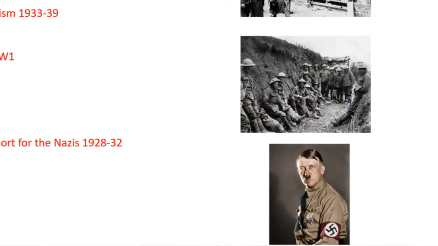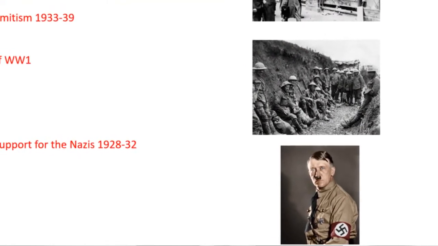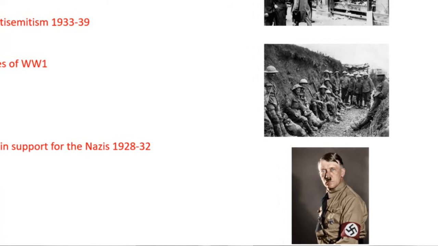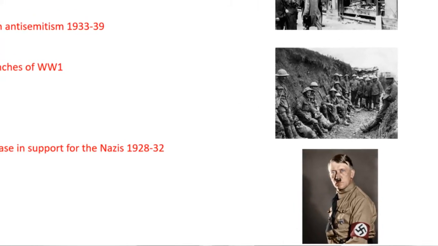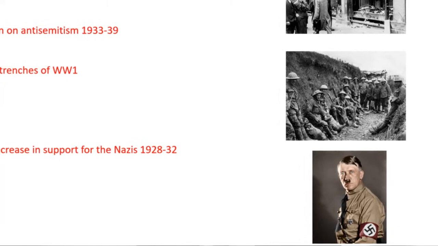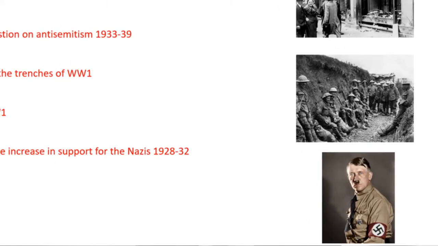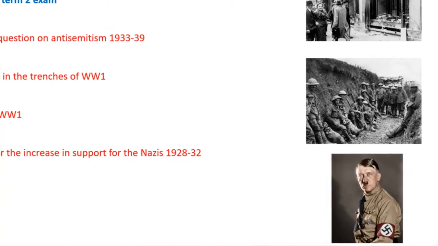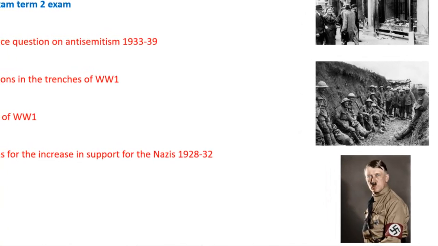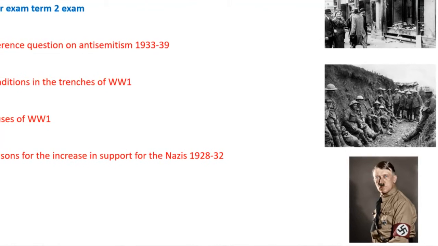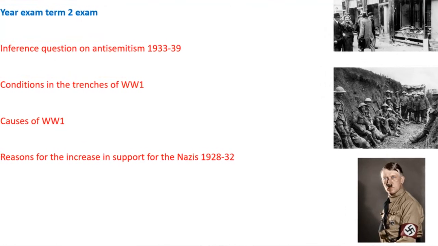The four key areas that you need to revise are the events of anti-Semitism, or the examples of anti-Semitism, from 1933 to 39. So you don't need to know past 1939. So most of you are actually pretty much there or very close to in your study already. You need to know about the conditions in the trenches in the First World War. You need to know about the causes of the First World War. And you also need to know about the reasons why the Nazis became more popular and won more votes between 1928 and 1932.